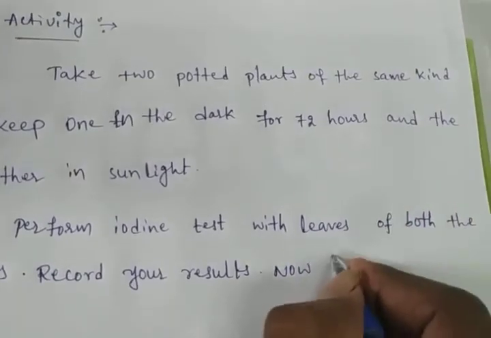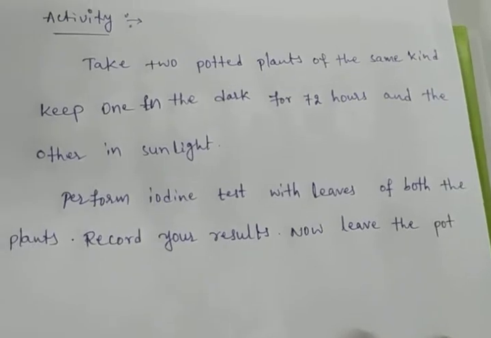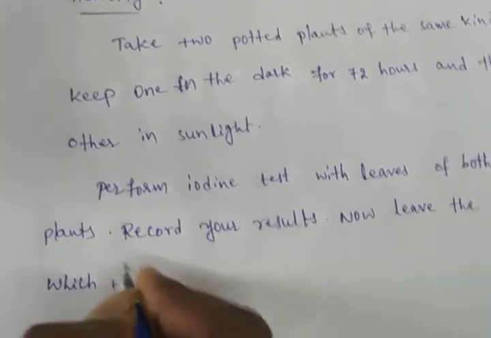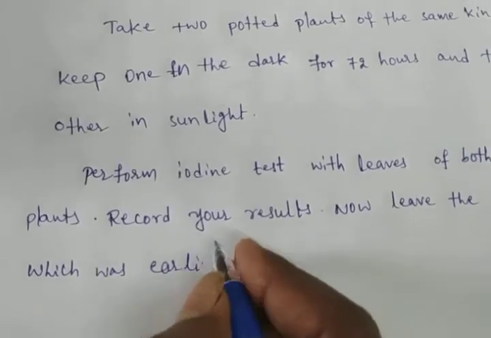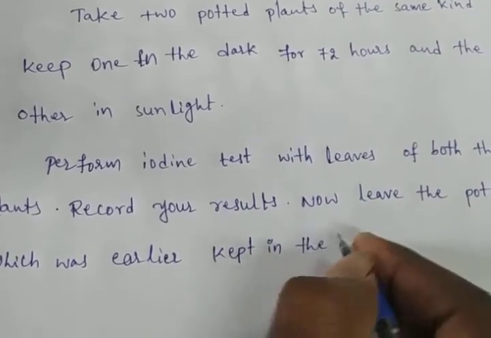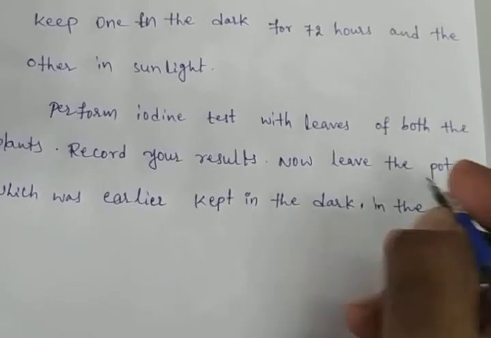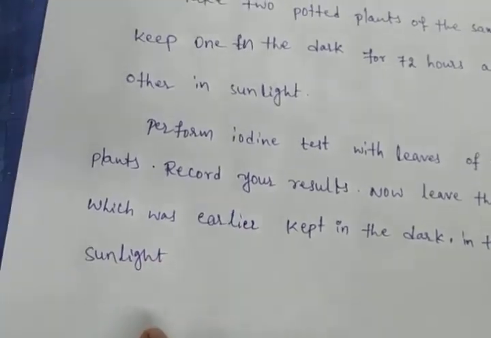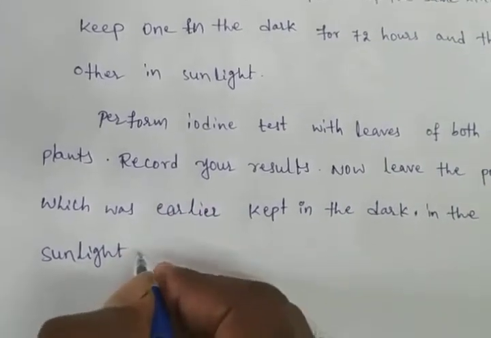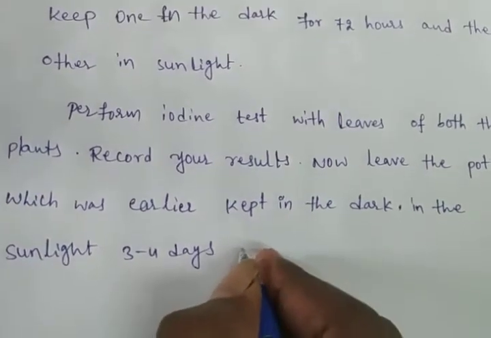Now leave the pot which was earlier kept in the dark in the sunlight for 3-4 days and perform the iodine test again on its leaves.